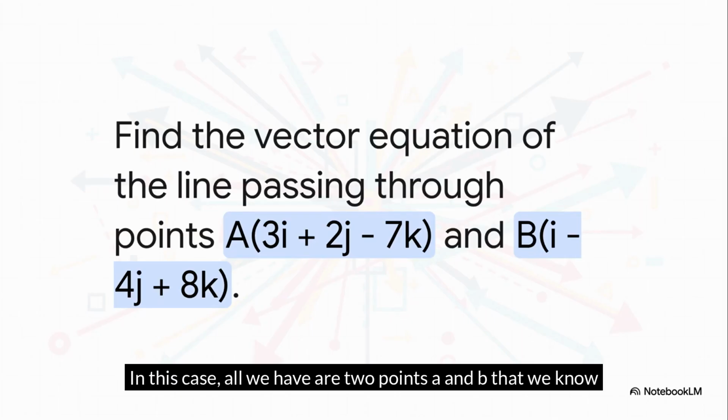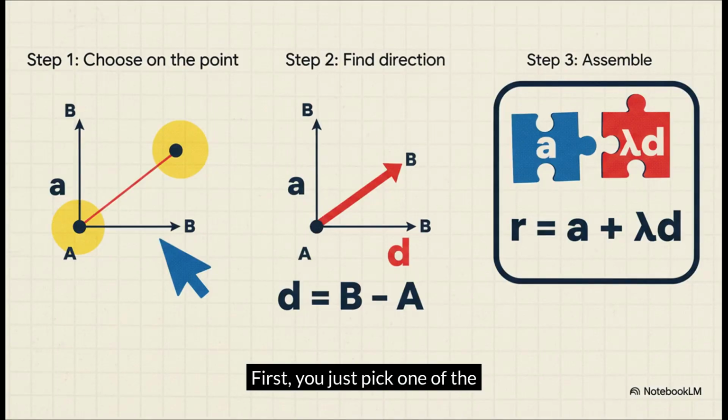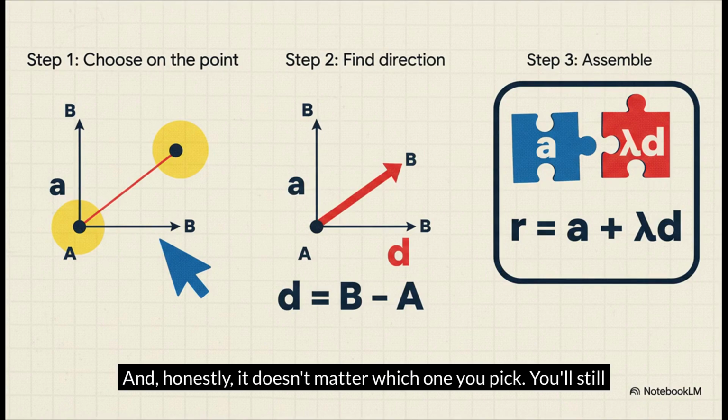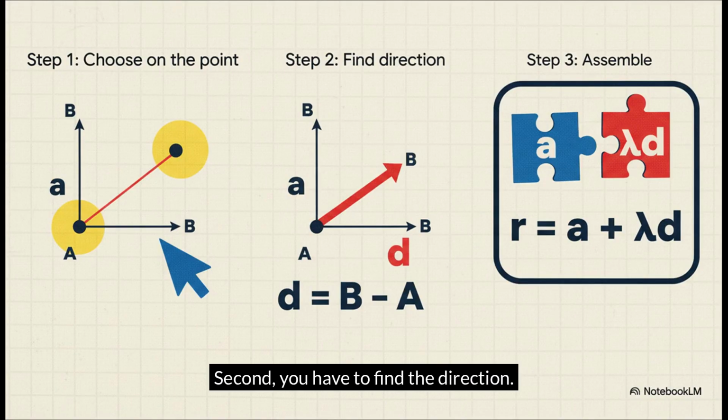All right, but what if they don't just hand you the direction vector? In this case, all we have are 2 points, A and B, that we know are on the line. The game plan here is simple. First, you just pick one of the points to be your position vector A. And honestly, it doesn't matter which one you pick, you'll still get the same line. Second, you have to find the direction. Well, the direction is just the vector that takes you from A to B, right?